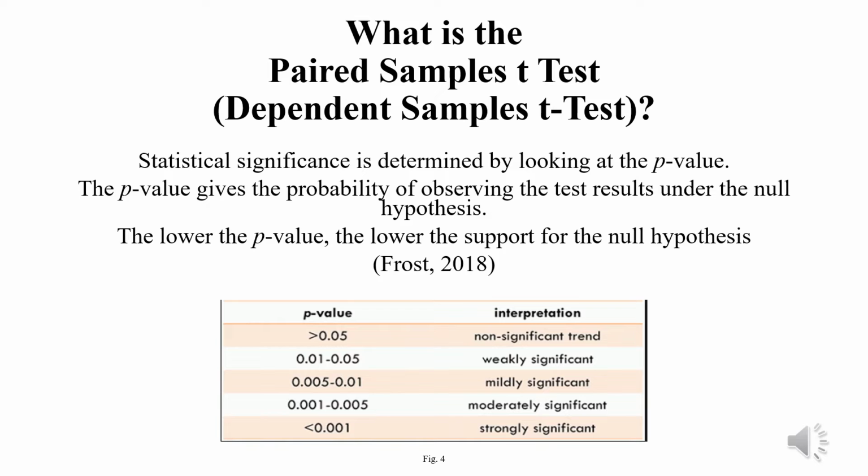Statistical significance within the paired samples t-test is determined by looking at the p-value. The p-value gives the probability of observing the test results under the null hypothesis. The lower the p-value, the lower the support for the null hypothesis. Usually the cutoff value for determining statistical significance is 0.05 or less. This corresponds to a 5% or less chance of obtaining a result that supports that the null hypothesis was true.